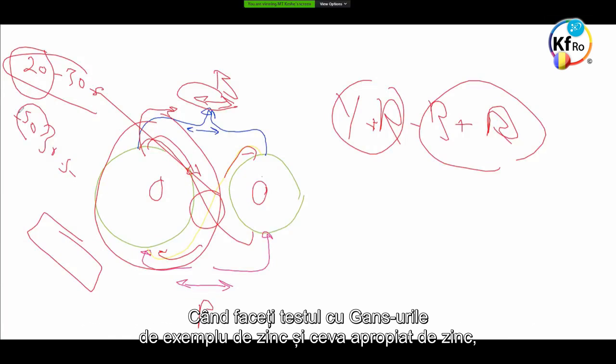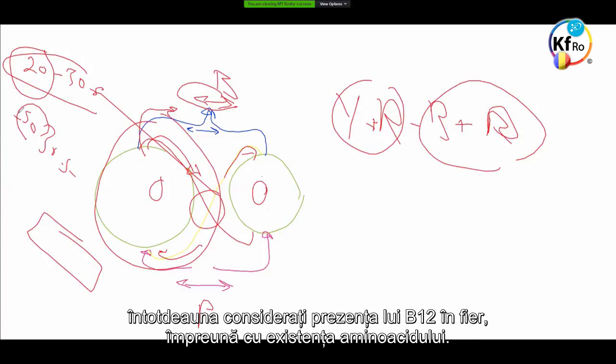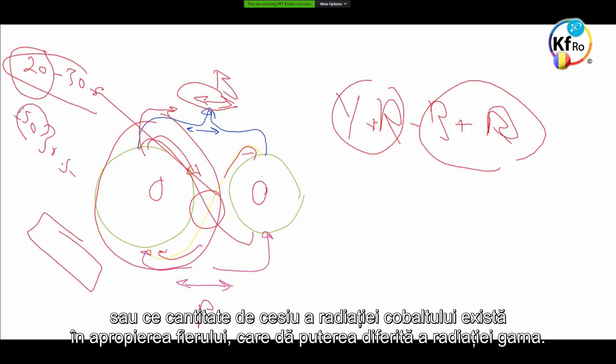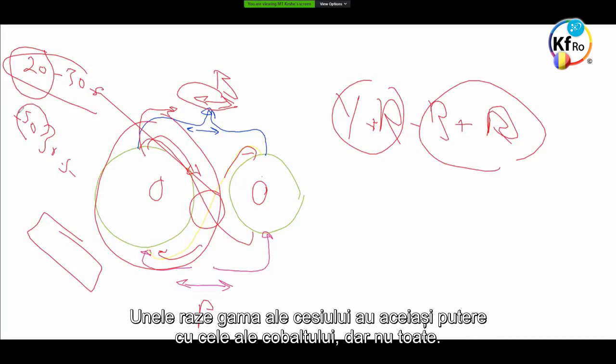When you do the test with the gases of, for example, zinc and near zinc, always consider the presence of the B12 in iron with the existence of the amino acid. Because it's not the zinc emotion on its own which is there. It depends how much the cobalt has changed, or the cesium amount of the cobalt radiation exists near the iron, that it gives you the strength, different strength of the gamma rays. Some of the gamma rays in cesium play the same strength as the cobalt, but not all of them.